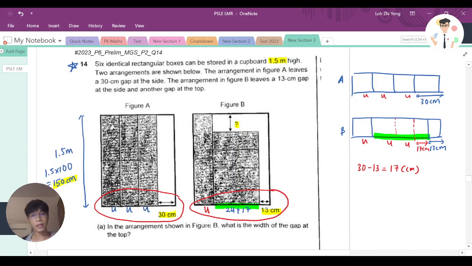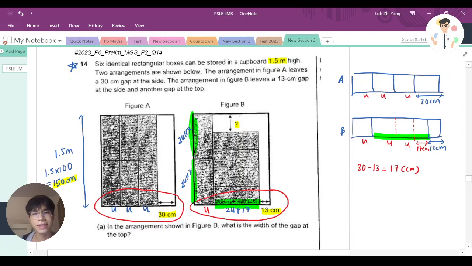So of course, if this green color part is 2 unit plus 17, then what will be here? The same, right? Because they are the same thing. They are just arranged in a different way. Then here will also be what? 2 unit plus 17. So let me just write here. 2 unit plus 17, 2 unit plus 17.